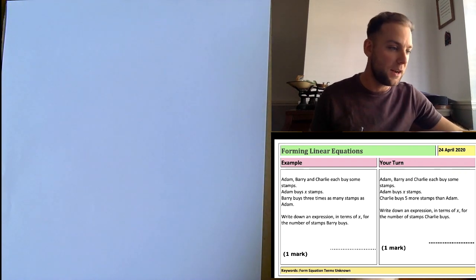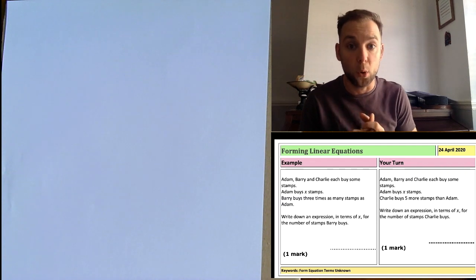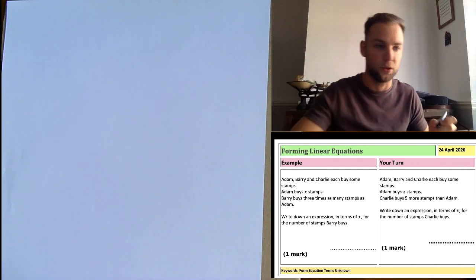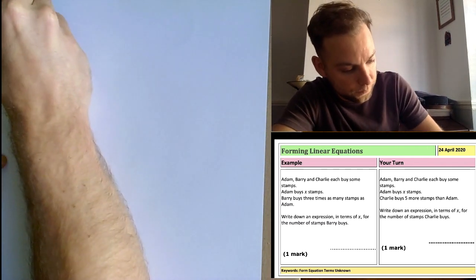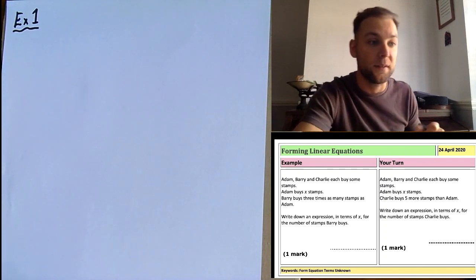So let's have a look at these first two questions here. Now, I know these seem straightforward, but we will need them to move on to the next stage. So let's have a quick look at them. So this is example 1. It's worth getting these down in your notes. Remember, the only way to learn maths is to do it.